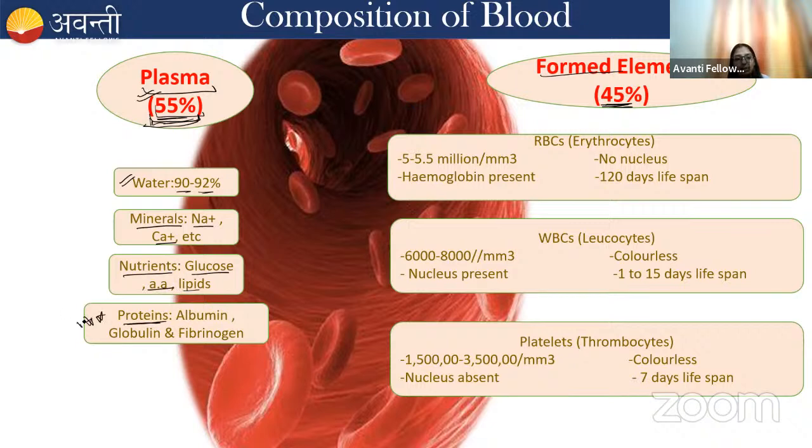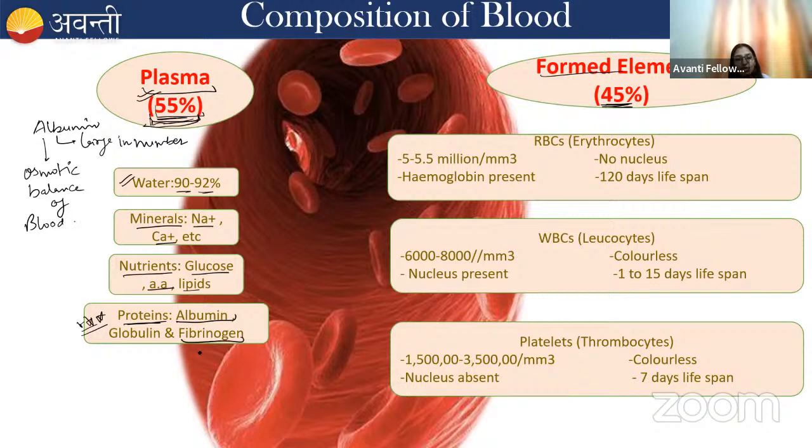This is important, beta. Remember, the proteins: albumin is large in number, that means it is abundant in plasma. Second, it maintains the osmotic balance of the blood. Remember this point. Second is fibrinogen.